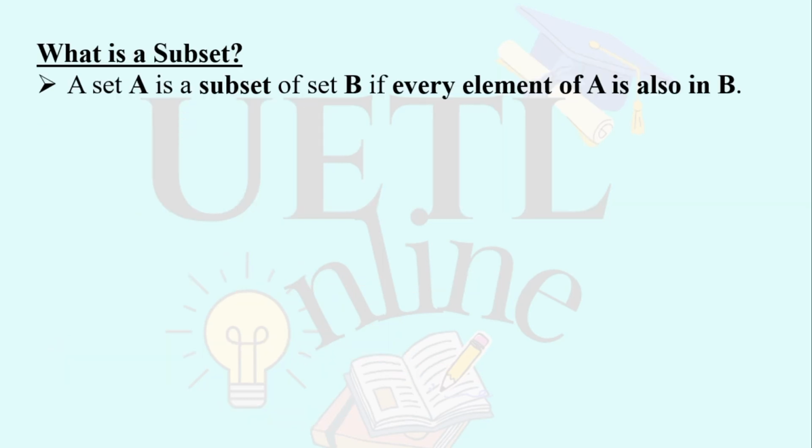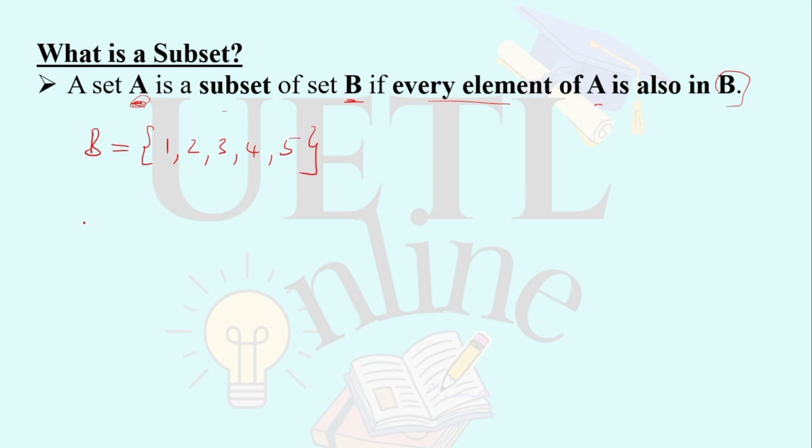First, let's understand what a subset is. A set A is said to be a subset of set B if every element of A is also in B. Let me rephrase this: a set A is a subset of B if every element in A is also in B. Let's say we have our set B, which has the numbers 1, 2, 3, 4, 5.